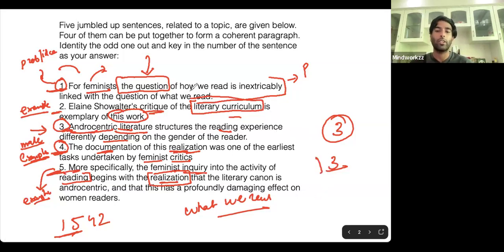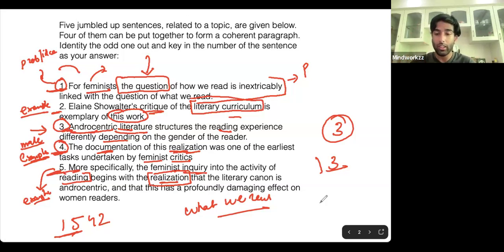You can see the question of how we read is inextricably linked with what we read. Androcentric literature, again, does not make sense when you put it after 1 and 3. You try to put it after any other sentence, it will not make sense. So what is the learning? Before I come to any questions, if anybody has any with this sentence, otherwise I'll go to the next question. I want to discuss one more question today.